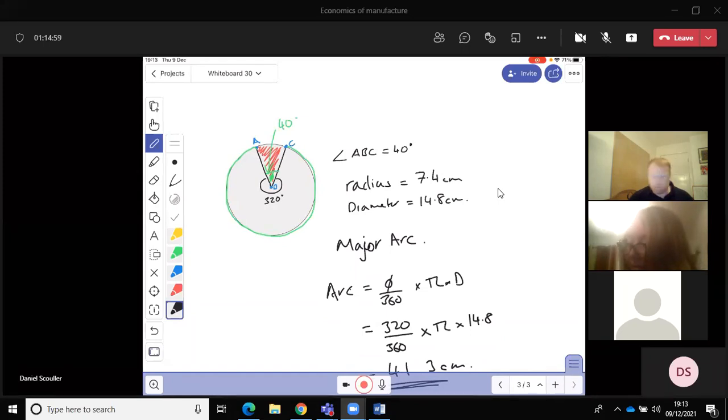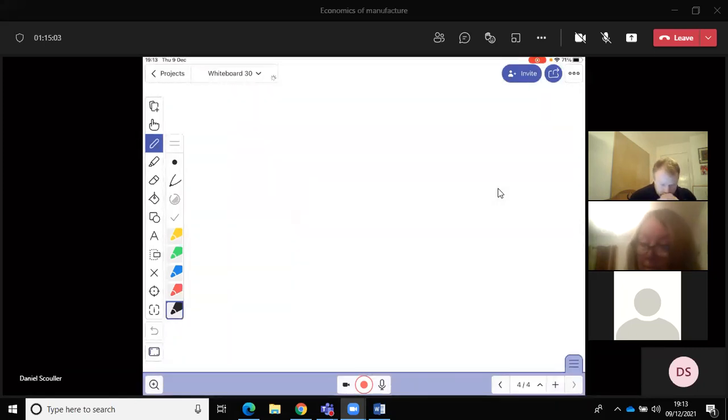I said an example of the area, didn't I? Do you know what that is? That's when they ask you an area and you have to rearrange it. So I'll cover that after the break.